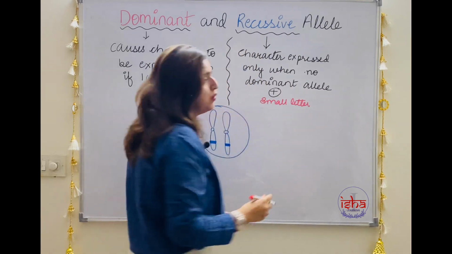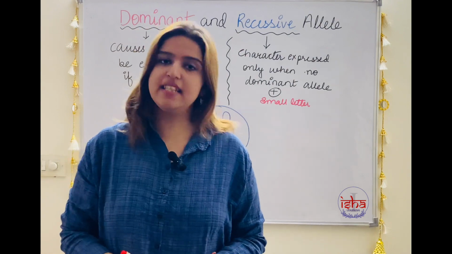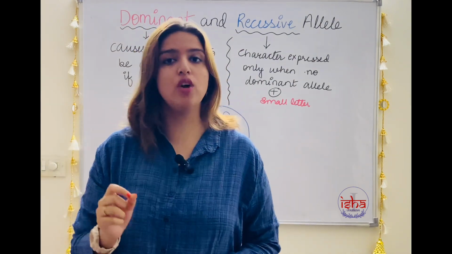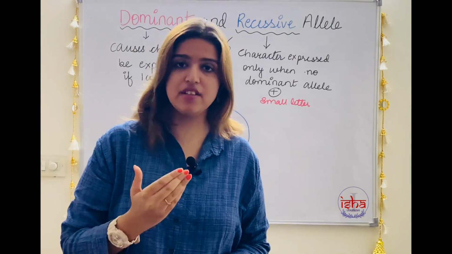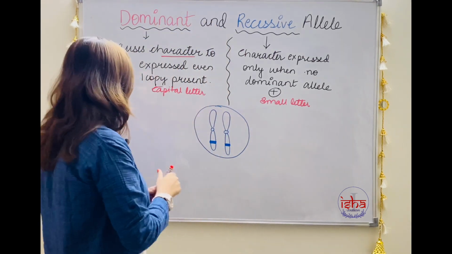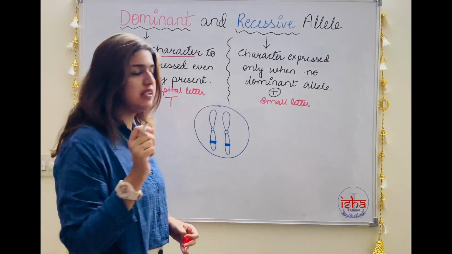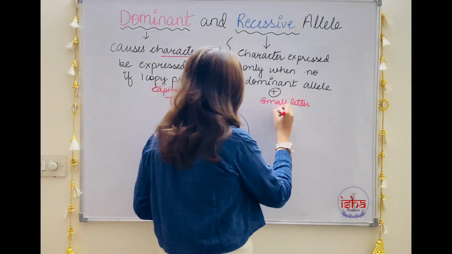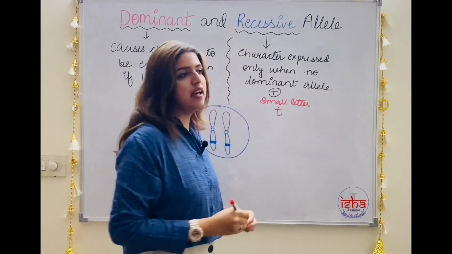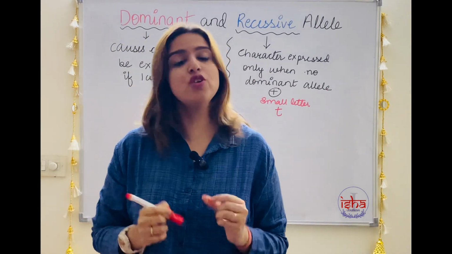Let's take the example of height that we've been taking in the earlier videos. What can height be, guys? Tall or short? Height is the character, and these are its alleles, for the gene of height. So tall height we are representing with capital T, and short height we will represent with small t. Therefore, tall height is dominant over the short height.